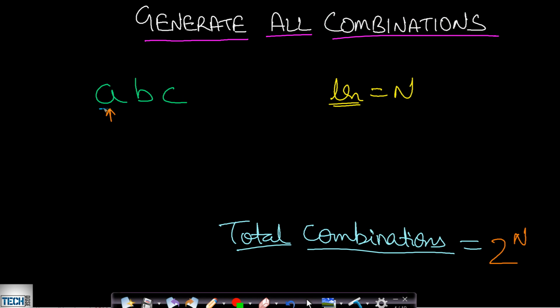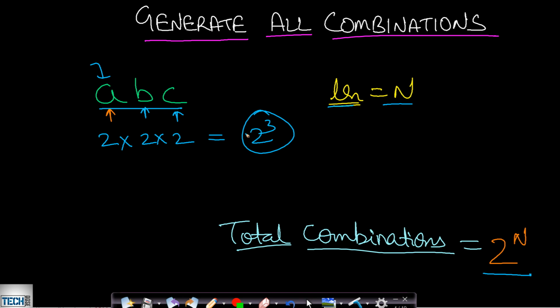So if you are given a string ABC which is of length n, then there will be a total of 2 to the power n combinations. This you must be knowing, because for each and every character you will have two options: either you can include this character or exclude this character. For the second character as well you will have two options, and for the third as well. So the total number of options will be 2 to the power 3 in this case. So if you have an n length string, that will be equal to 2 to the power n.